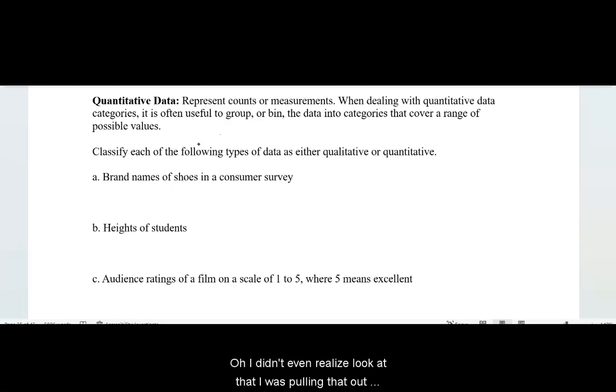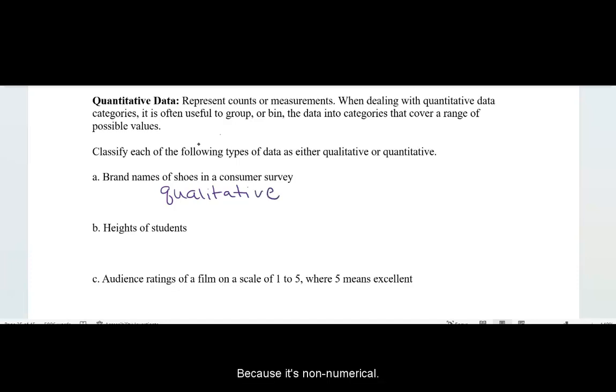Oh, I didn't even realize, look at that. I was pulling that out of my head, the brand name of shoes, but it turned out that was my sample, which is probably why it was in my head. So I just gave that one away. Brand names of shoes. So we just said that would be qualitative because it's non-numerical.